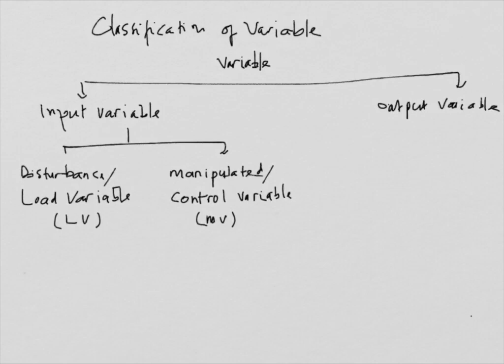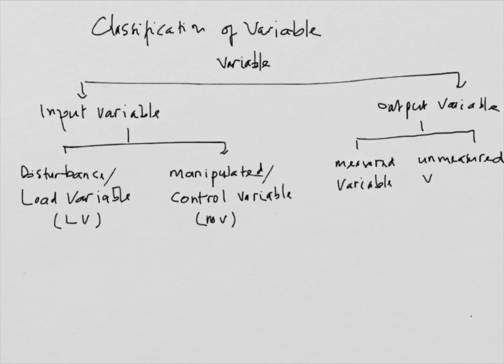On another side, we have output variable. In output variable, we have two types of variable output. Firstly is measured variable, and the second is unmeasured variable.